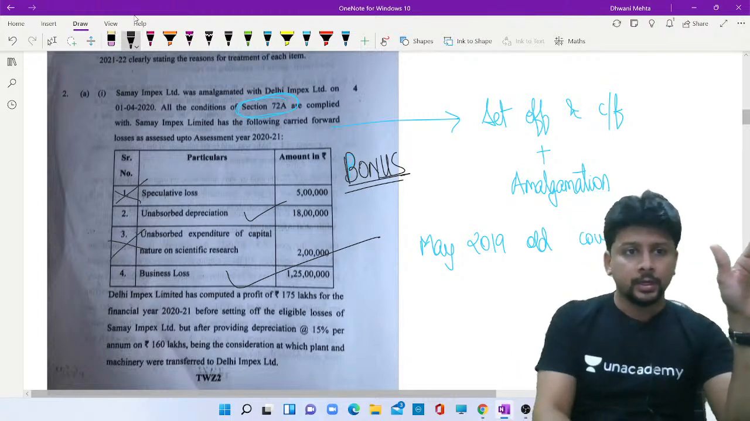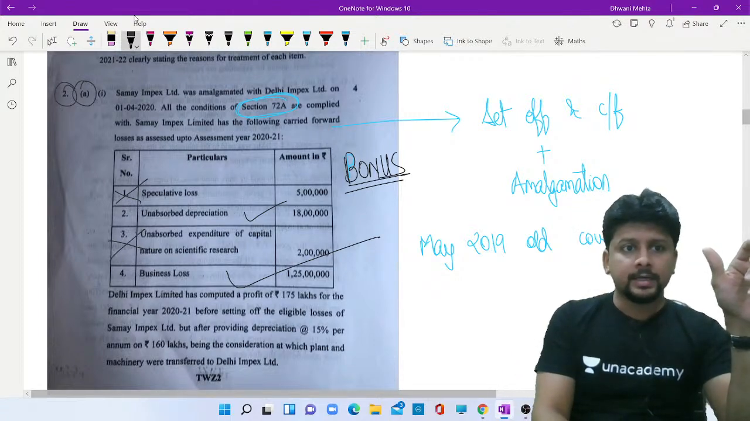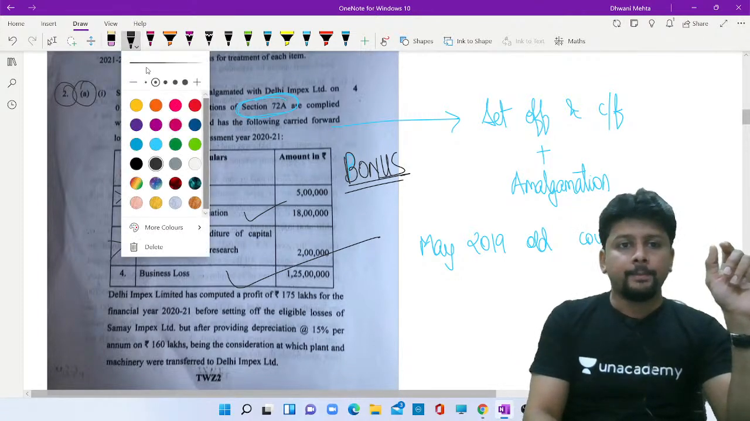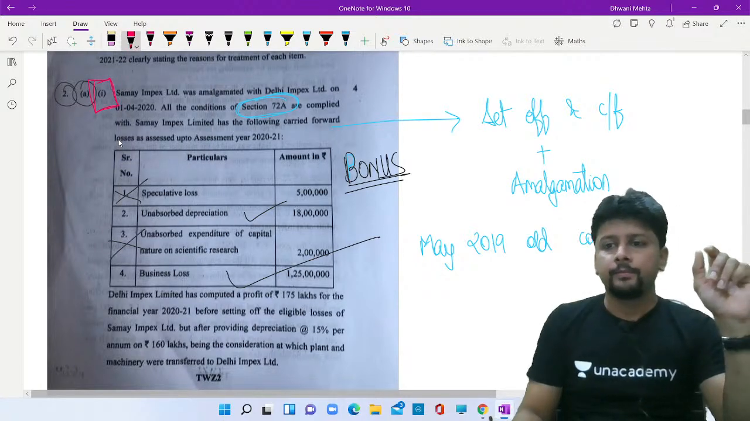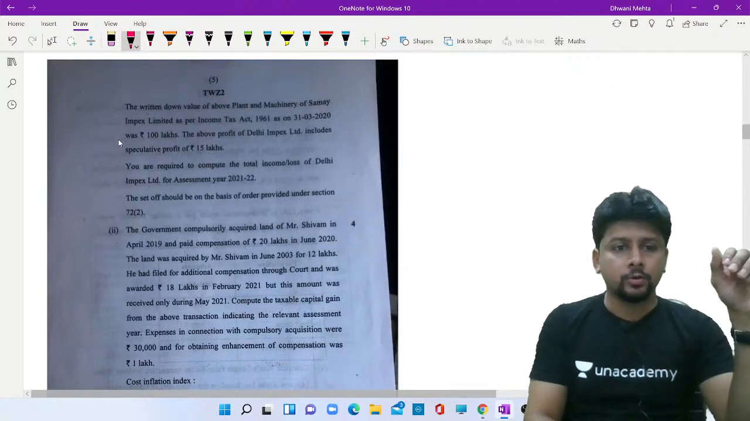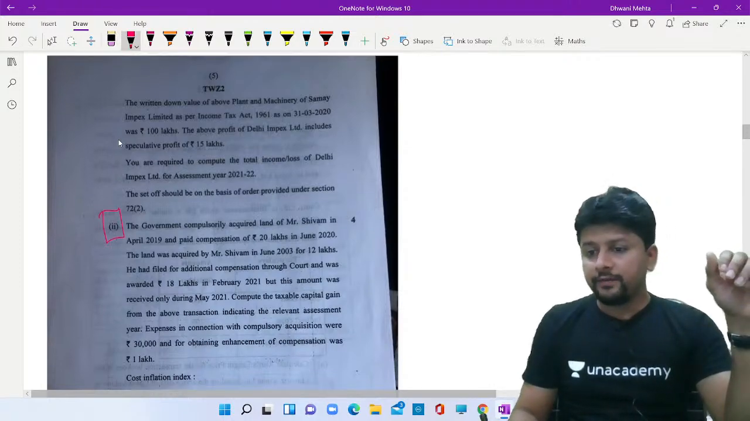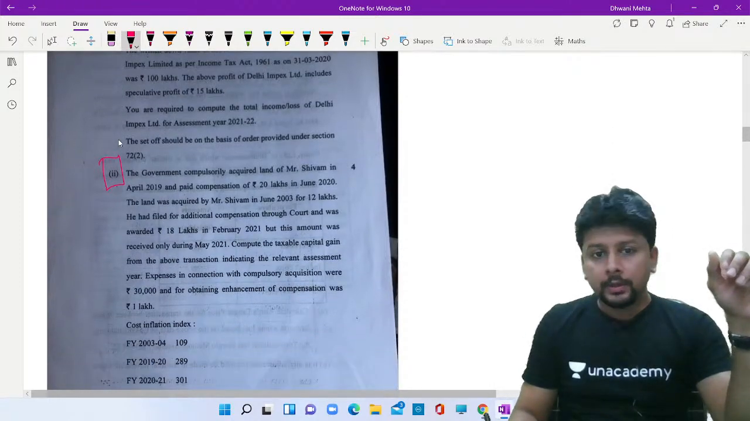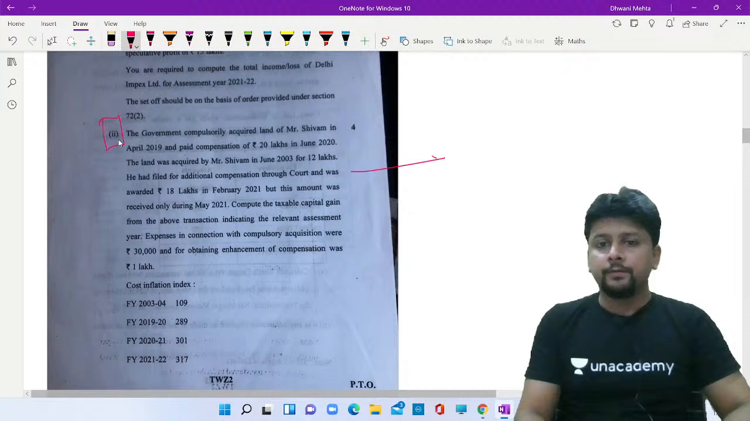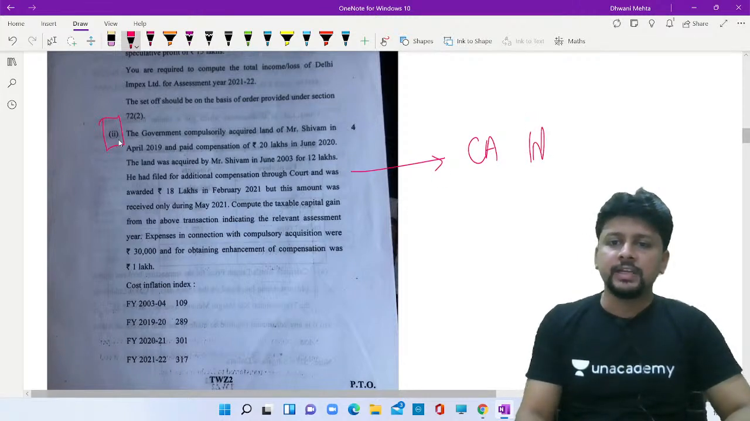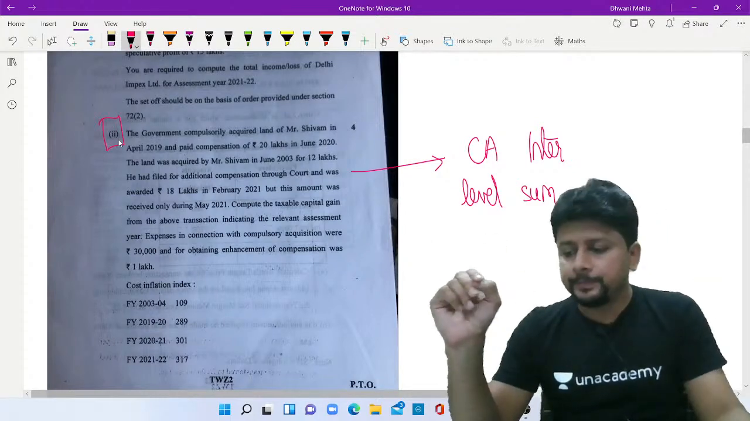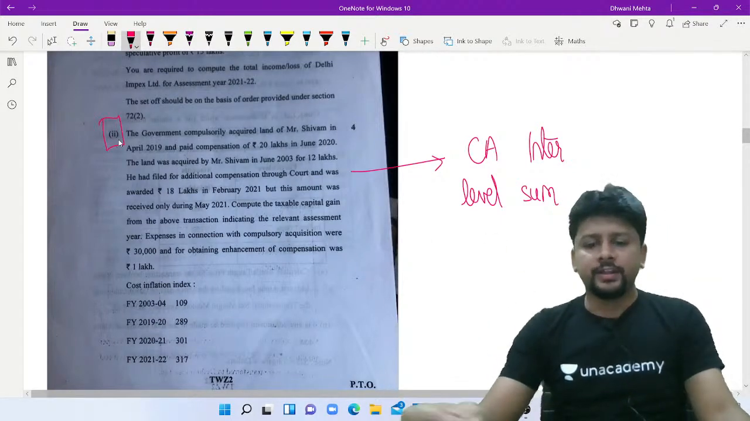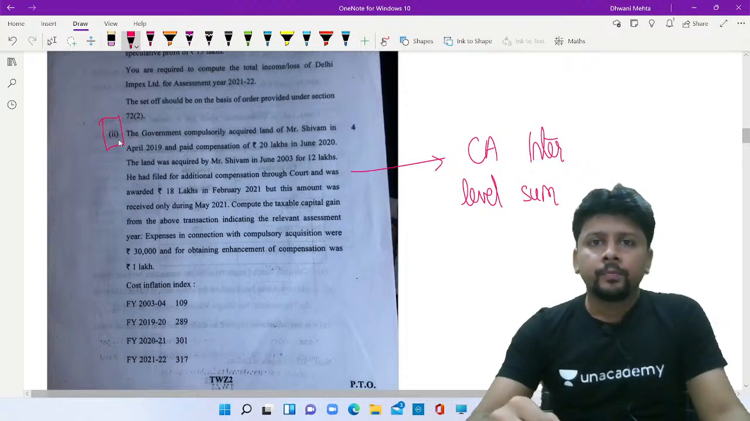But you can observe question number 2, part A. Part A itself has subpart number 1 and subpart number 2. And very frankly, this was subpart number 2. I would go to the extent of saying this is a CA Inter-level sum. It is a question on compulsory acquisition. Everything is given to you ready-made.